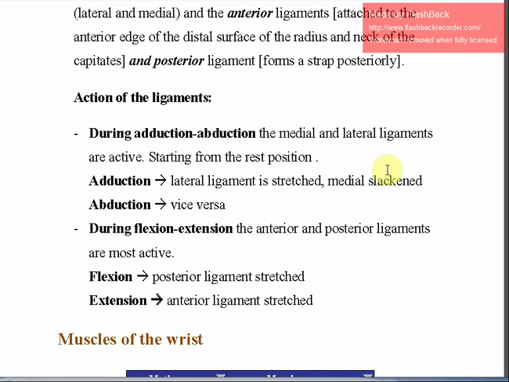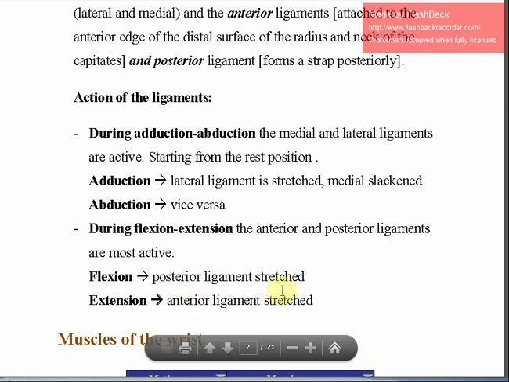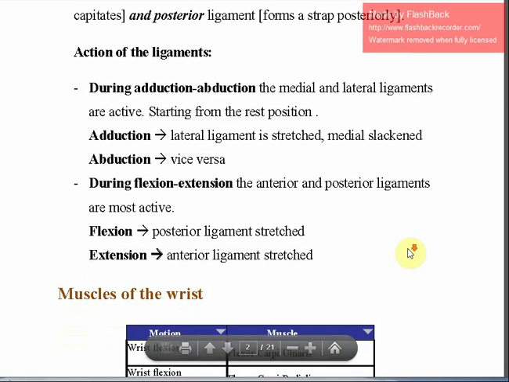The medial and lateral ligaments are active starting from the rest position. When you do adduction, the lateral ligament is stretched and the medial ligament shortens or is slackened. In abduction, the medial ligament is stretched and the lateral ligament is slackened and shortened. During flexion and extension, the anterior and posterior ligaments are most active. In flexion, the posterior ligament is stretched. In extension, the anterior ligament is stretched.